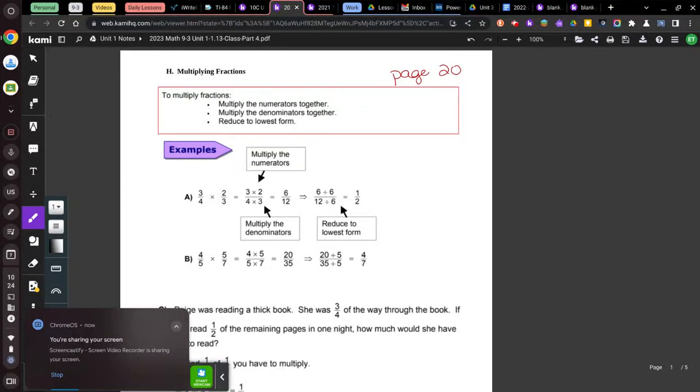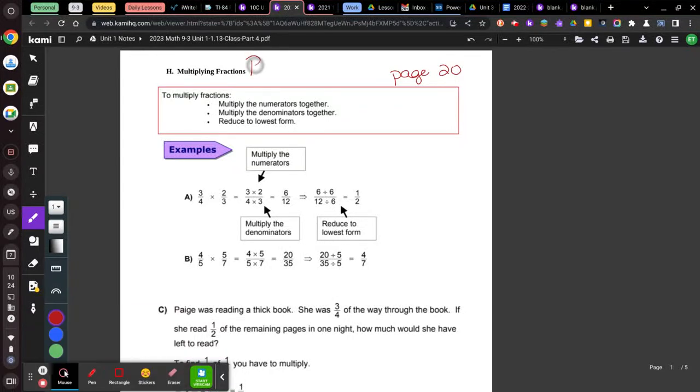Okay, this is the last section. This is part 4 of our lesson 13 on page 20. So part 4 is talking about multiplying and dividing fractions.